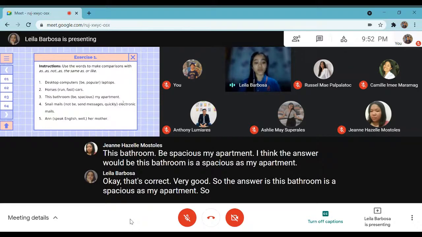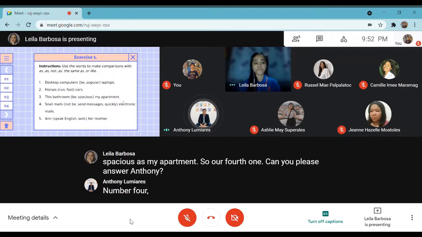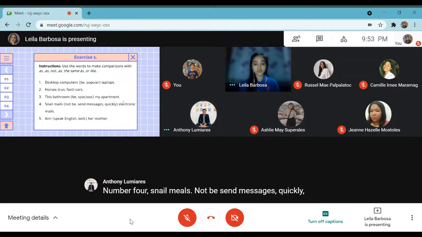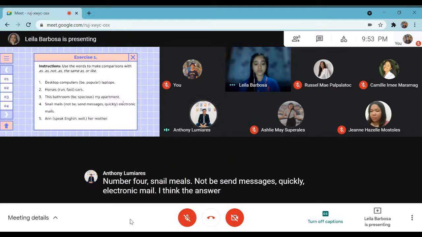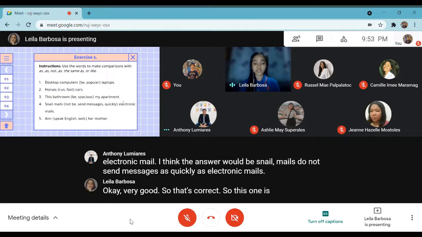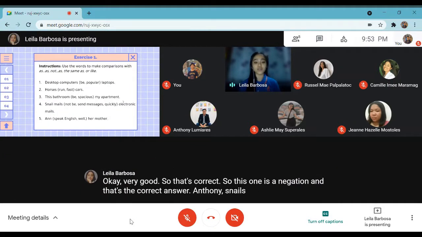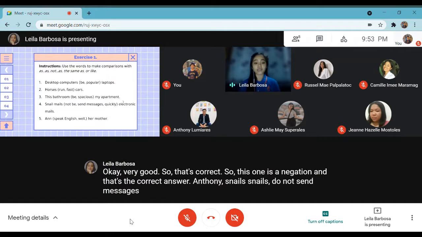For our fourth one, can you please answer, Anthony? Number four, snail mails, not, send messages quickly, electronic mails. I think the answer would be snail mails do not send messages as quickly as electronic mails. Okay, very good. That's correct. This one is a negation, and that's the correct answer, Anthony: snail mails do not send messages as quickly as electronic mails.